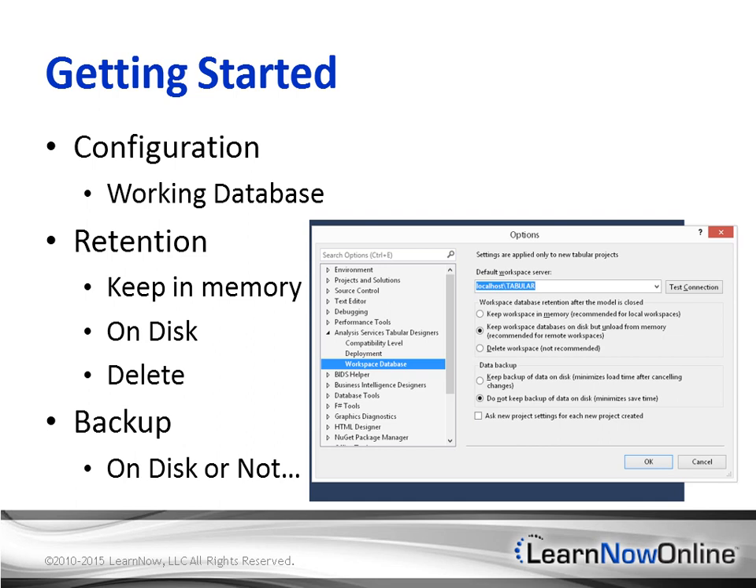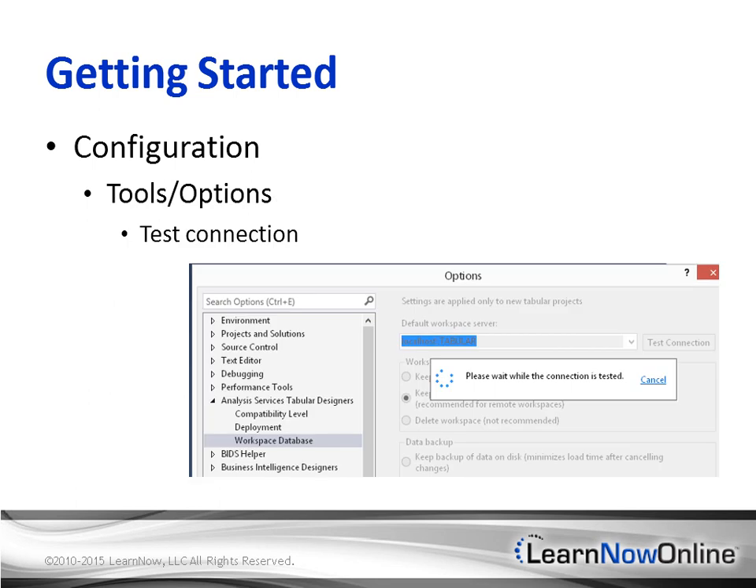The next option, Do not back up to disk, minimizes the save time. So as you're making changes, which you'll see a little later, you'll see that sometimes there's a pause while these things are saved to disk. So if you have the backup option on, it's actually putting it in memory and saving it to the backup disk.